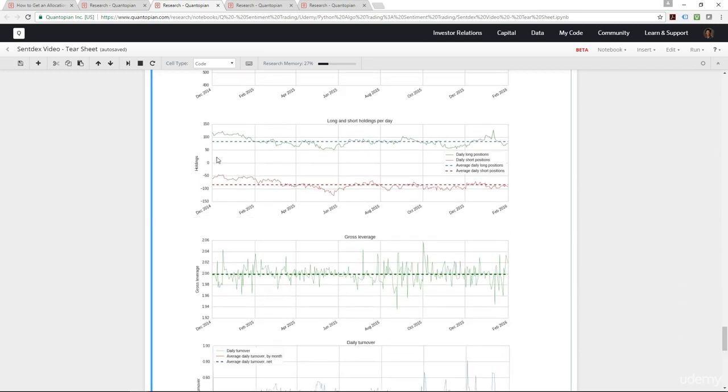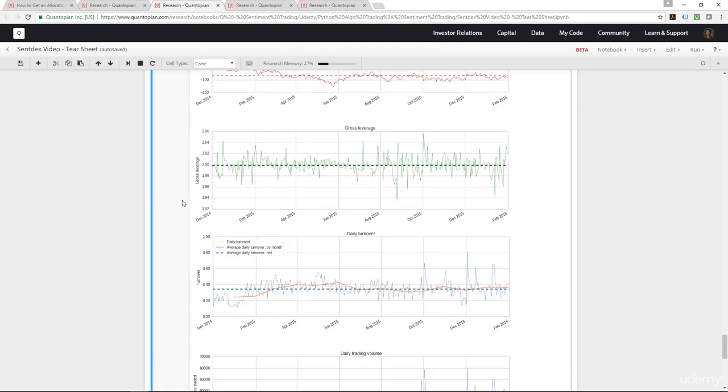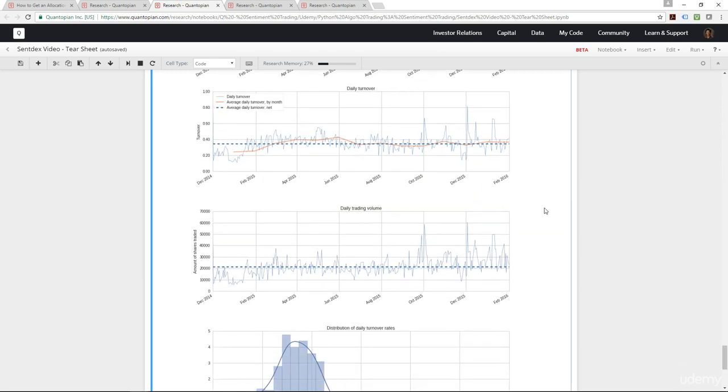If you look at this, we have more longs than shorts, but that's okay. That's not really that major. The gross leverage is around 2. It does have a small spike up to 2.06 and a small spike down to 1.94, which is not major once again. The daily turnover is around 20% on a daily basis, which is fairly substantial.